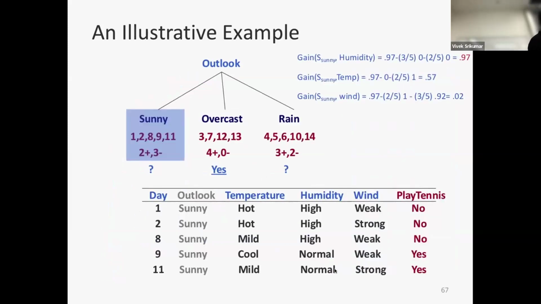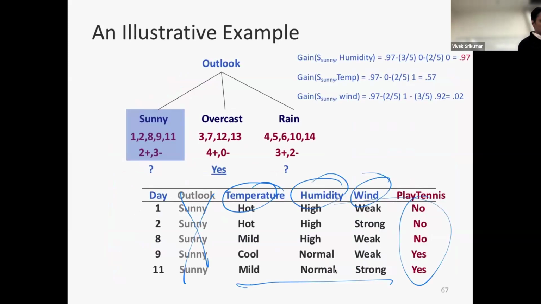So if you go to this subset here, the feature outlook is useless because everything is sunny. And you have these three features, and you need to decide which of them is the best. You can calculate the information gain of each one of those. And I don't know how to get rid of that box now. It turns out that the humidity feature has the highest information gain.